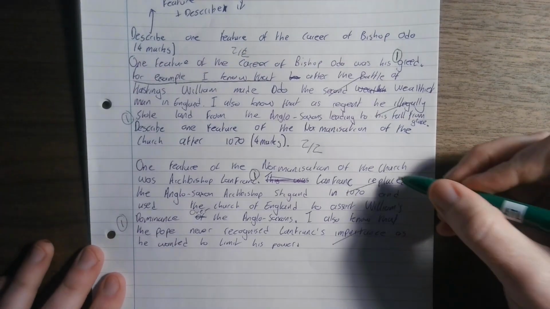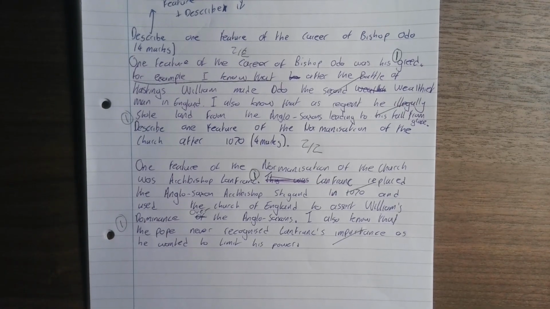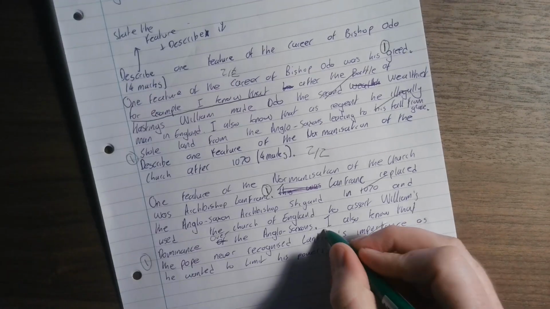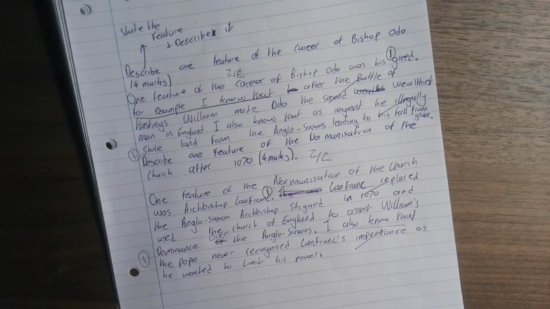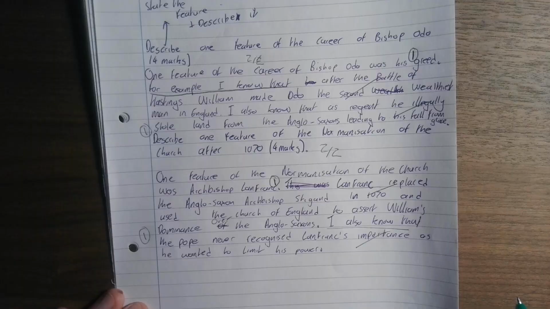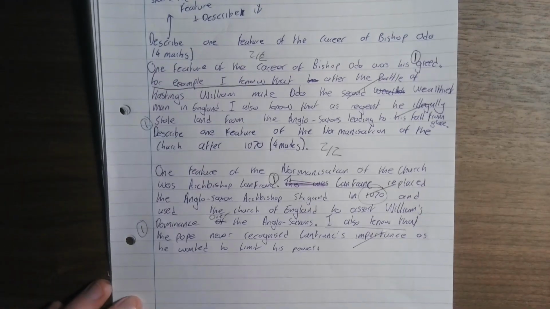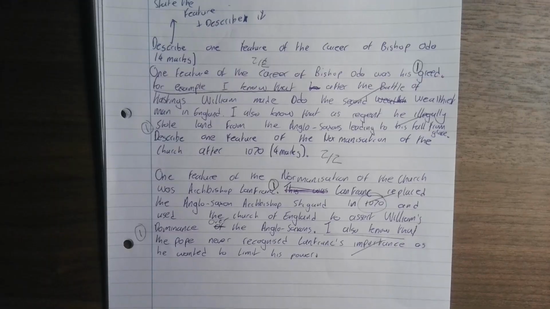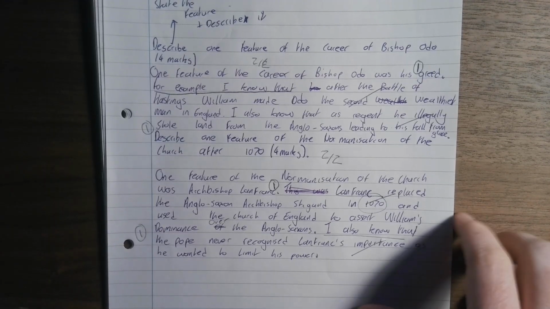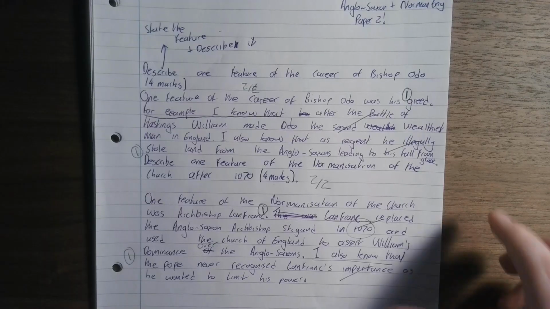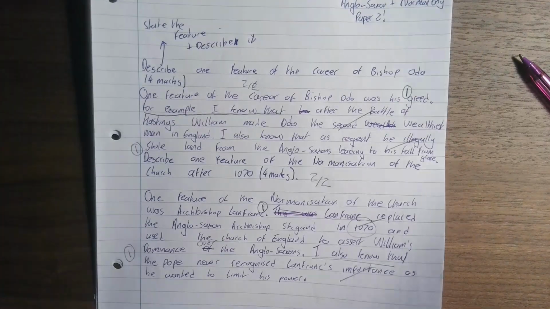All right, I've stated the feature and I've described it in 2 to 3 sentences. And I've used phrases you could see here. I also know that this was when Lanfranc replaced Anglo-Saxon Archbishop Stigand. I've used a specific year here. So straight off the bat, I've got 2 out of 2 on question 1A and 2 out of 2 on question 1B. Okay, our next question I'd like to show you is the 16 marker.